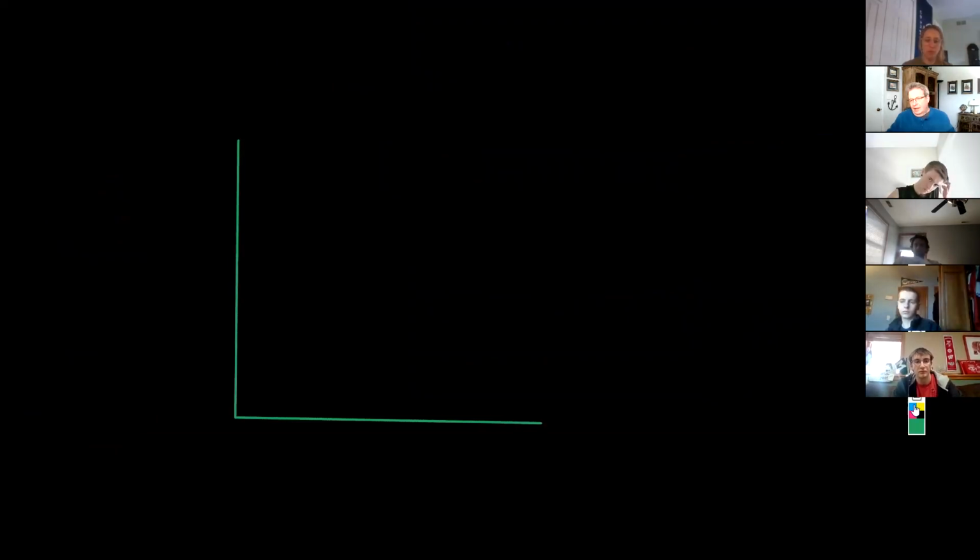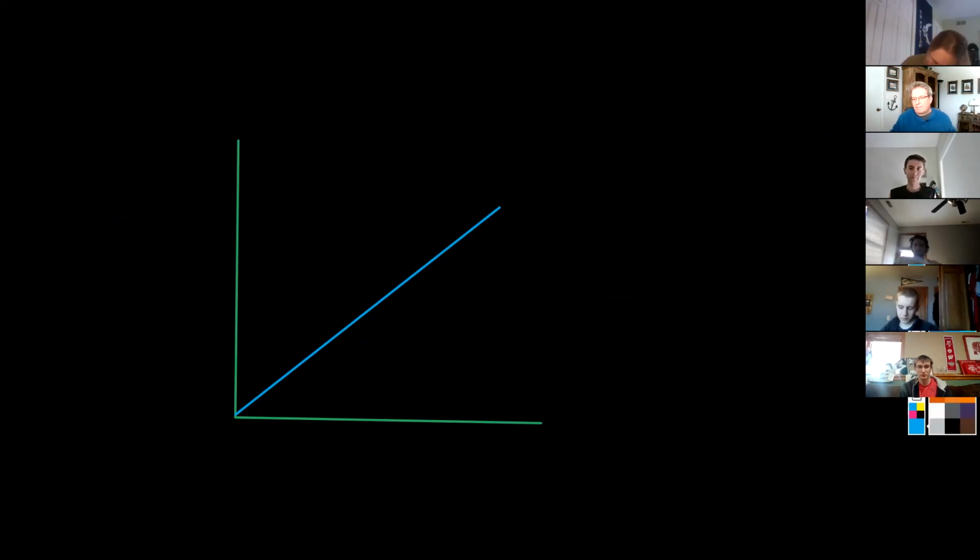So let me draw. Here's axis 1. Here's axis 2. I'm going to draw W sub S. And I'm going to say, all right, this is temperature, and this is W sub S. Right? Do you agree with this? Let's see what this means.